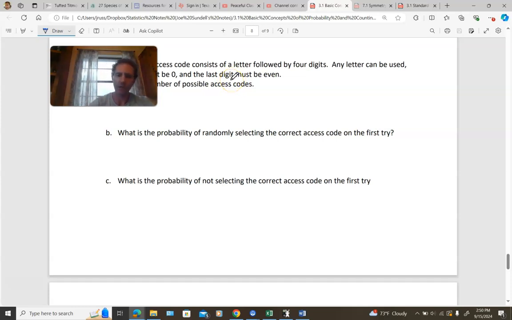So what they're doing here, guys, through parts A, B, and C is kind of taking us through this step by step. Because again, we're going to take the classical or theoretical approach. We can figure out the total number of access codes, and that's going to be the total number of outcomes, or the size of our sample space. Okay, and so for this, we're going to use the multiplication rule again.